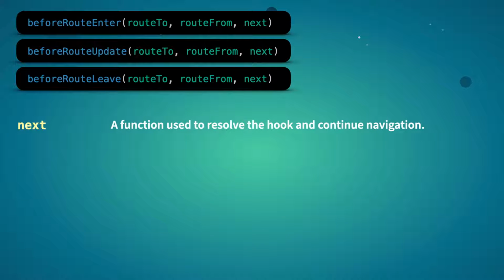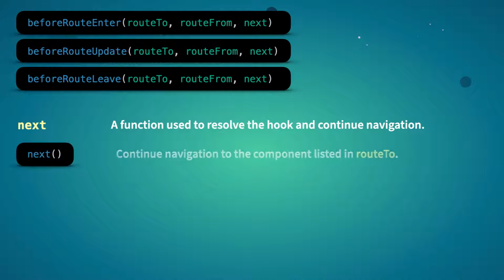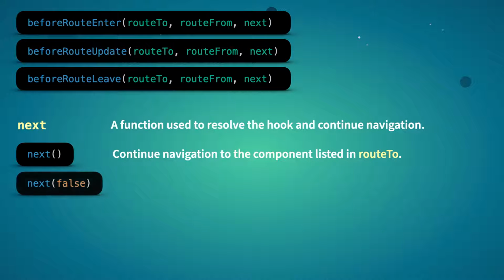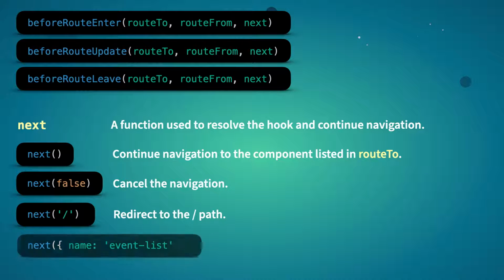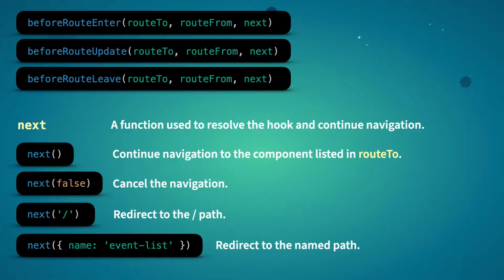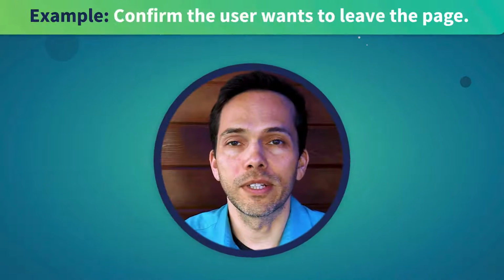In any of these callbacks, if we call next, it will continue navigation to the component listed in route to. If we call next false, it will cancel the navigation and stay on the current page. If we call next with a string, it'll redirect to that path. And if we call next with a named path, it'll redirect there. Let's jump right into an example.